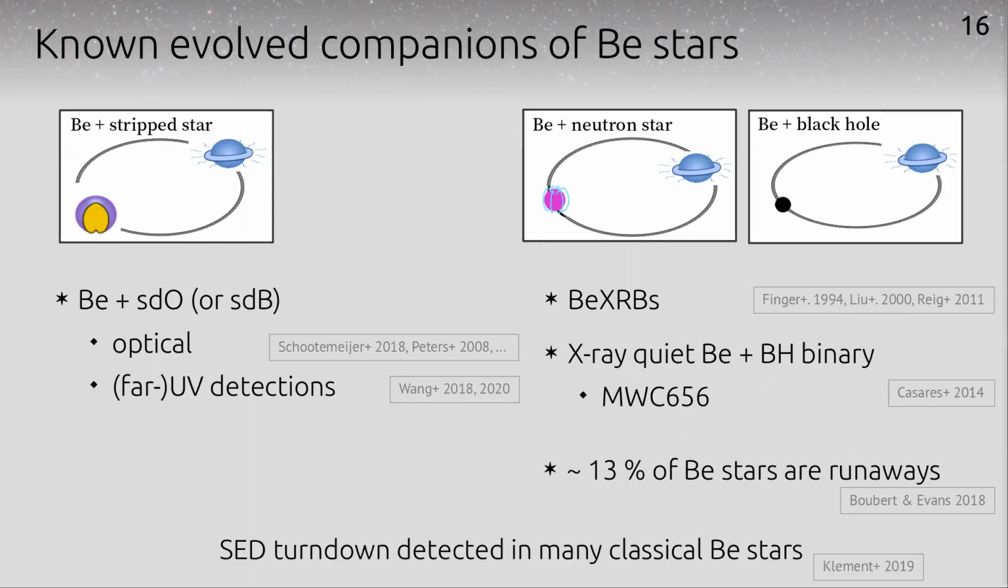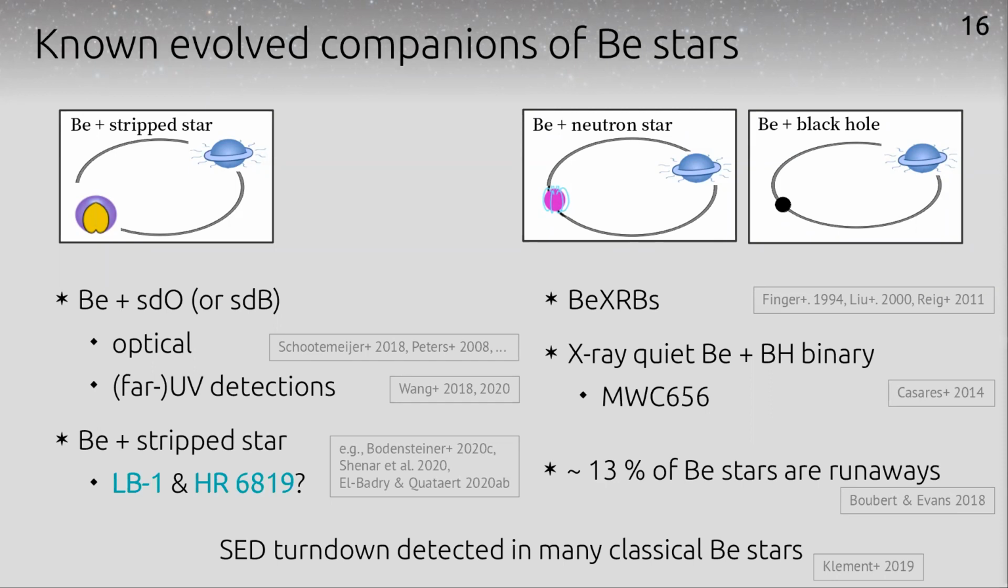Another study I want to highlight is a recent one by Klement et al., in which they looked at the SED of classical BE stars, so the spectral energy distribution, with the argument that if there is a companion next to these BE stars, it should have an impact on the disk. So it should truncate the disk, which we should detect in the SED. And they find that actually there's many classical BE stars that show this turn down in their SED, which is indicative of a companion next to them. They cannot really say what kind of a companion that is, but again, if it was a main sequence star with a similar mass, it probably should have been detected in spectroscopy.